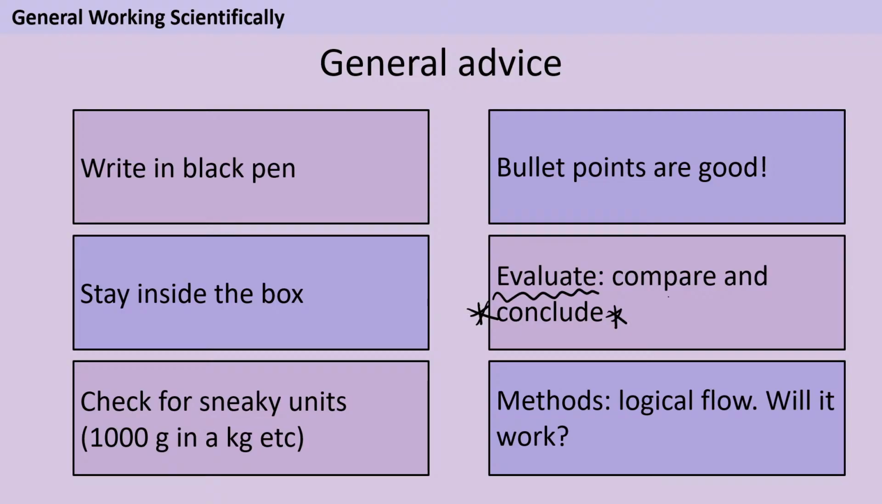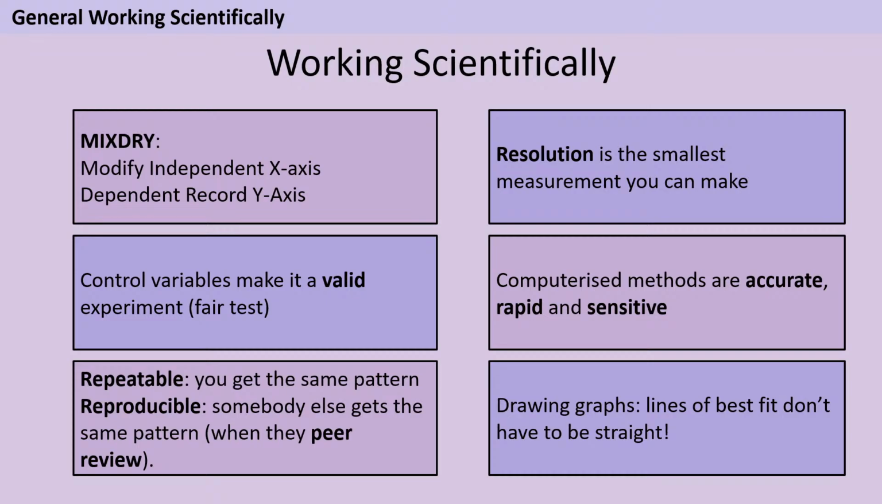If you do write a method, particularly for those Unit 6 practicals, make sure that you've identified your variables and that you've written a method that would work. So it will actually allow you to answer the question. So your variables, remember mix dry, you modify your independent variable. If you're drawing a graph, it goes on the x-axis. Your dependent variable is the one you record, and that goes on the y-axis.